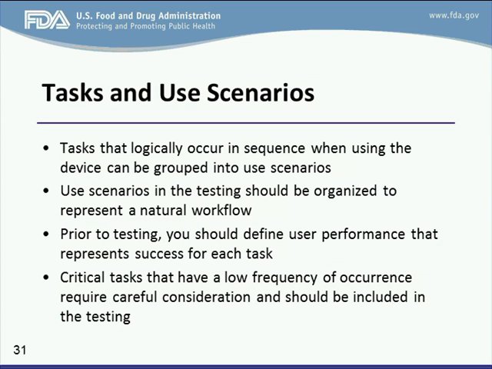Then prior to the human factors testing, you should define the task failure criteria for each critical task. As mentioned before, you should identify the critical task based on the severity level instead of the probability, and you should include all the critical tasks in your human factors testing.